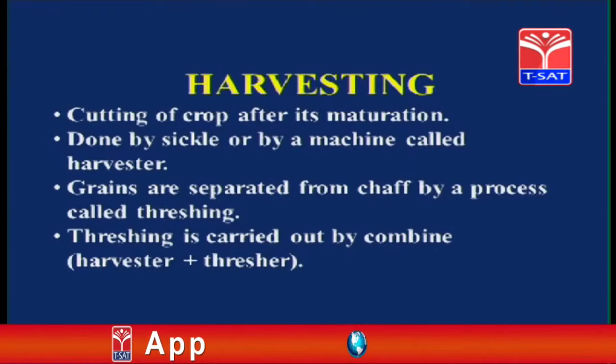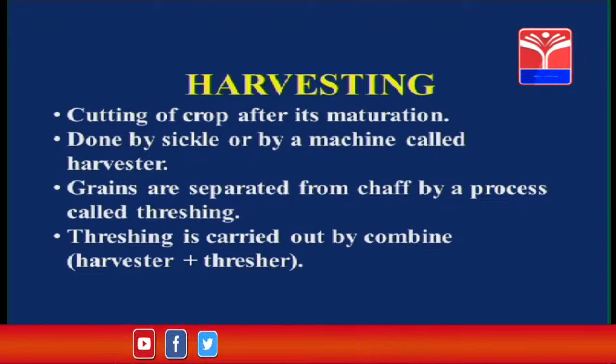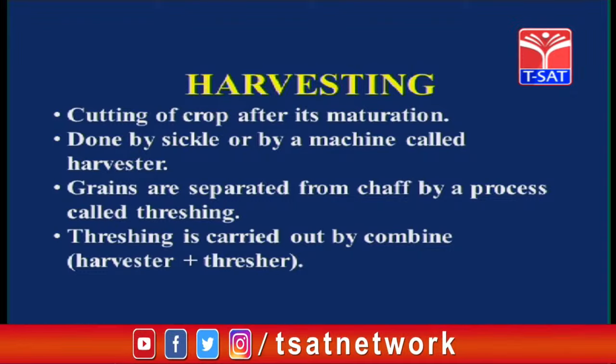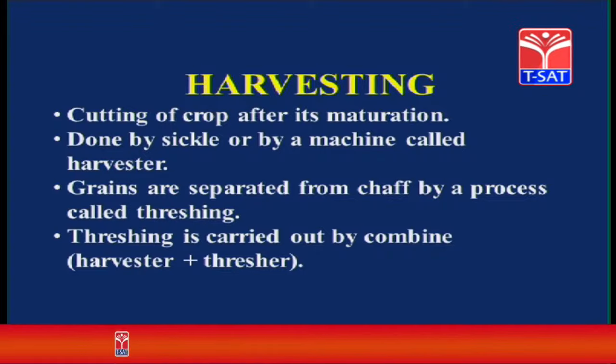So, the next step, final step, is harvesting. Here, let us see what is meant by harvesting. Harvesting means nothing but cutting of crop after its maturation. And how is it done? It is done either manually or with the help of a machine. It is done manually by a sickle or by a machine called a harvester.